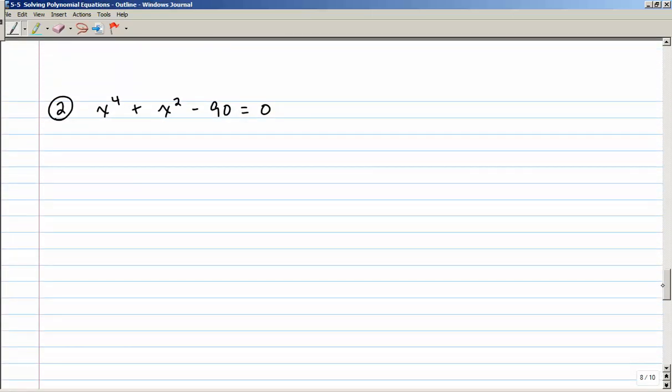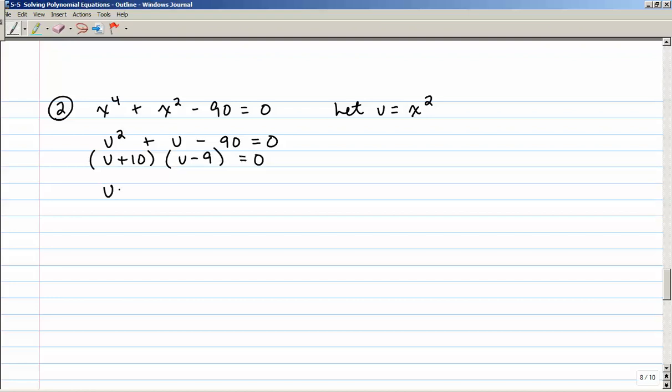Okay, here's another one with x to the 4th. So let's say, let u equal x squared, and I'm going to write this as u squared plus u minus 90 equals 0. Factoring that, I will get u plus 10 times u minus 9 equals 0, which means u plus 10 equals 0, or u equals a negative 10, u minus 9 equals 0, or u equals 9.